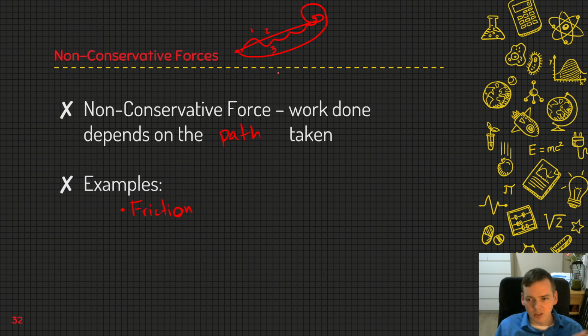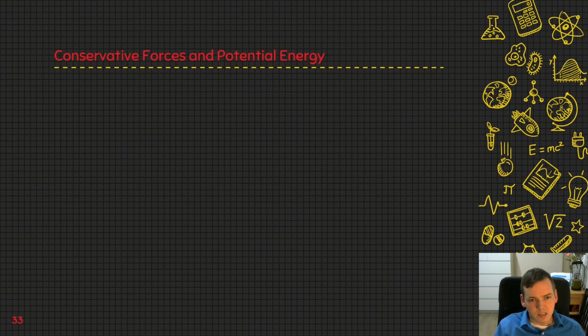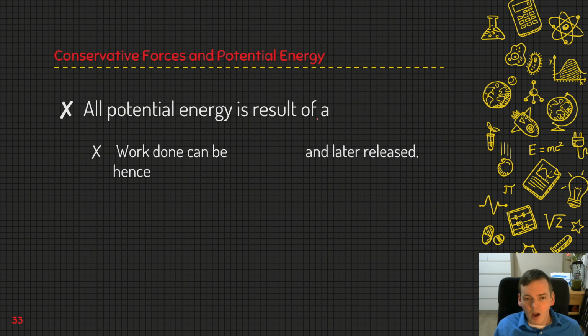Whereas with gravitational, if you push something up, but then you lower it back down, that energy comes back out. With friction, if you push something up, and then you push it back and it comes back down, in both ways energy is being taken out. Energy is never going into the system. So what does this mean for potential energies? All potential energies are the result of a conservative force.